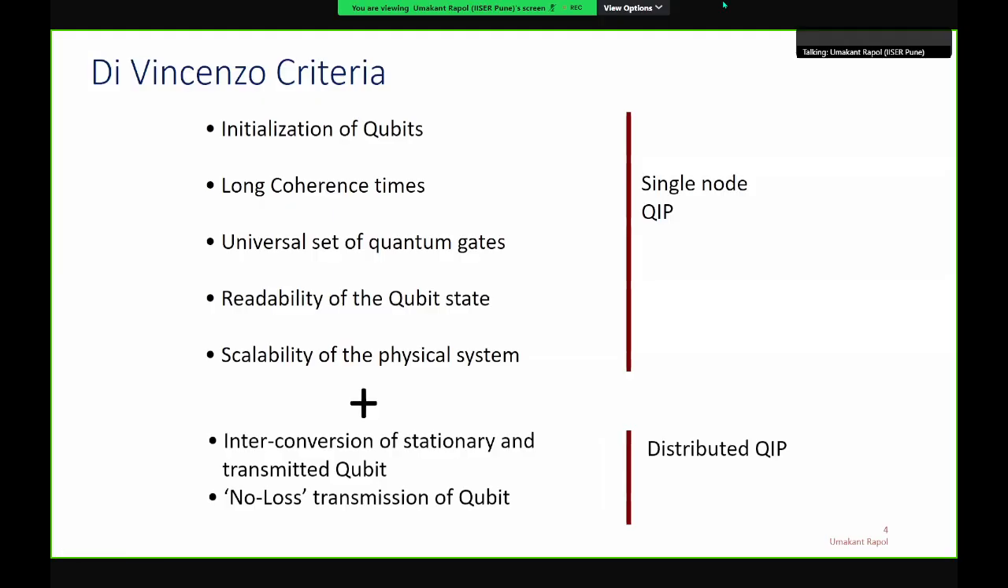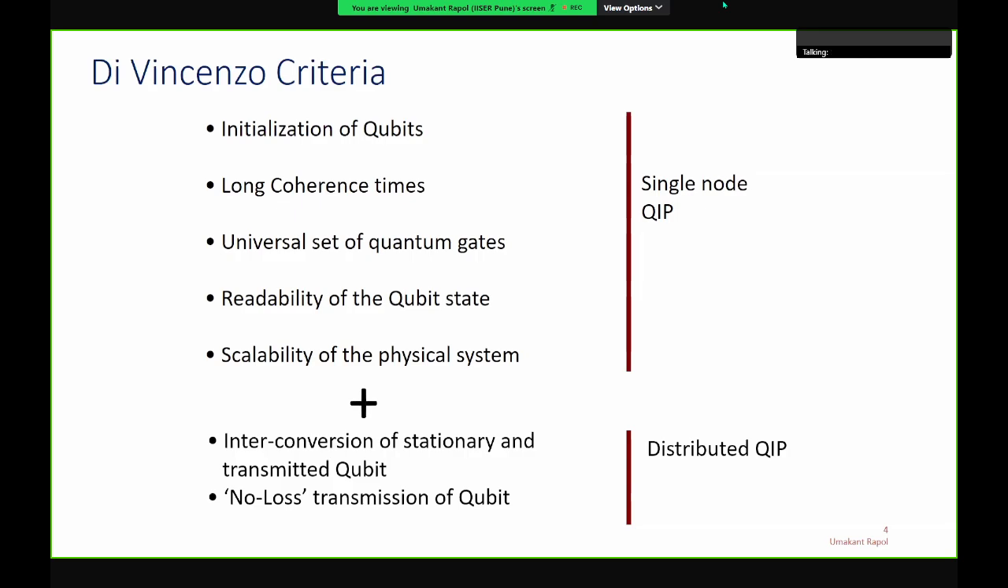So in order to connect two quantum processors, you should be able to map the quantum mechanical state of the physical qubit in one place into a qubit that can be transmitted to the neighboring quantum processor, or a quantum processor which is very far away. So for that, you need an interconversion capability from the stationary qubit's quantum information onto the transmitted qubit. You need to have a channel over which this information can be transmitted.